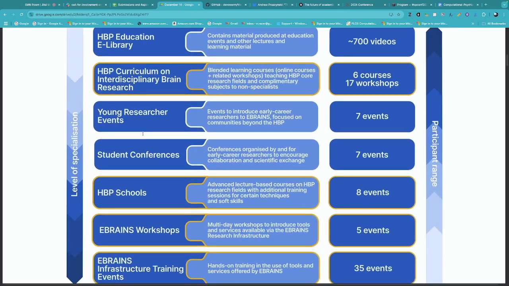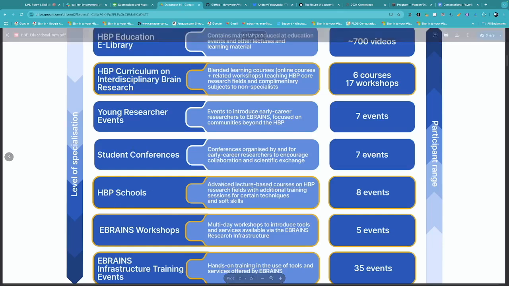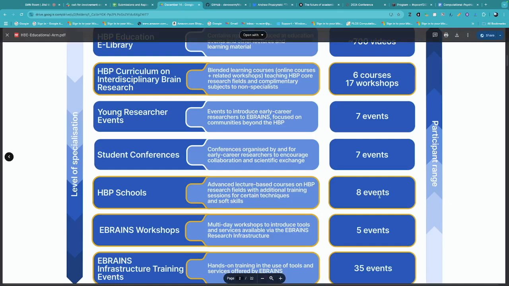They had young researcher events, which introduced early career researchers to this EBRAINS focus, and then focused on communities beyond the Human Brain Project. And for that, they had 7 distinct events that were hosted. They also had 7 student conferences, which allowed early career researchers to collaborate and exchange ideas. This Human Brain Project School, which were a series of advanced lecture-based courses with additional training sessions for certain techniques and soft skills. That was 8 events.